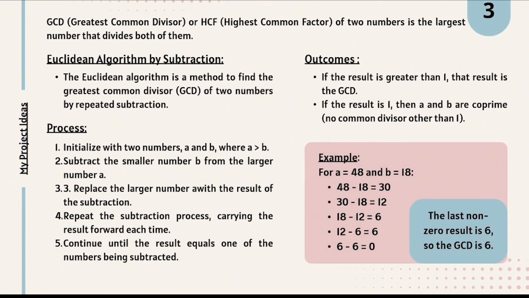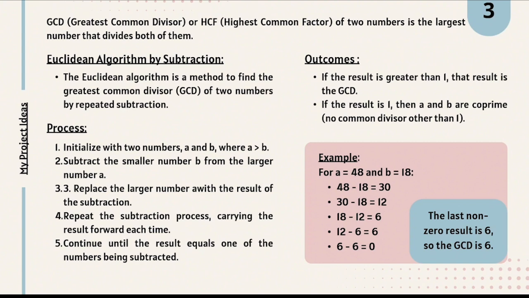So now you know that GCD and HCF of two numbers basically is the largest number that divides both of them. A simple definition, you can say. No brainer. Then there is a very popular method to find the GCD, called the Euclidean algorithm by subtraction. This method basically relies on finding the GCD of two numbers by repeated subtraction.